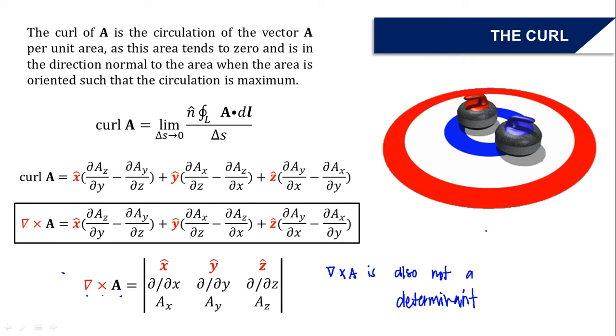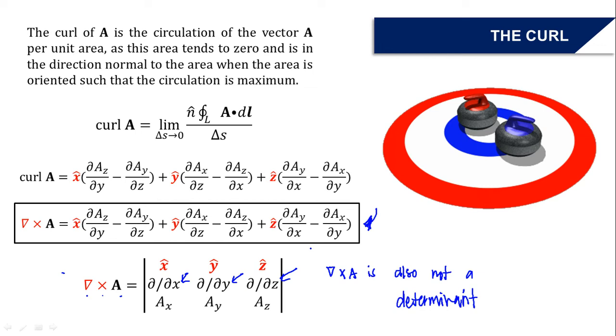Hindi po yan determinant, no? Dahil yung ating ginamit dito is to rewrite lang para mas madali lang natin ma-solve itong expression na to. Okay? So, nirewrite lang natin siya as a determinant para mas madali natin maalala, or hindi na natin kailangan magkabisado. Although, hindi talaga siya determinant dahil kung mapapansin ninyo, ito symbols to, di ba? Partial derivative, partial derivative, partial derivative. Walang numbers dyan. So, pakitandaan lang na hindi siya determinant.